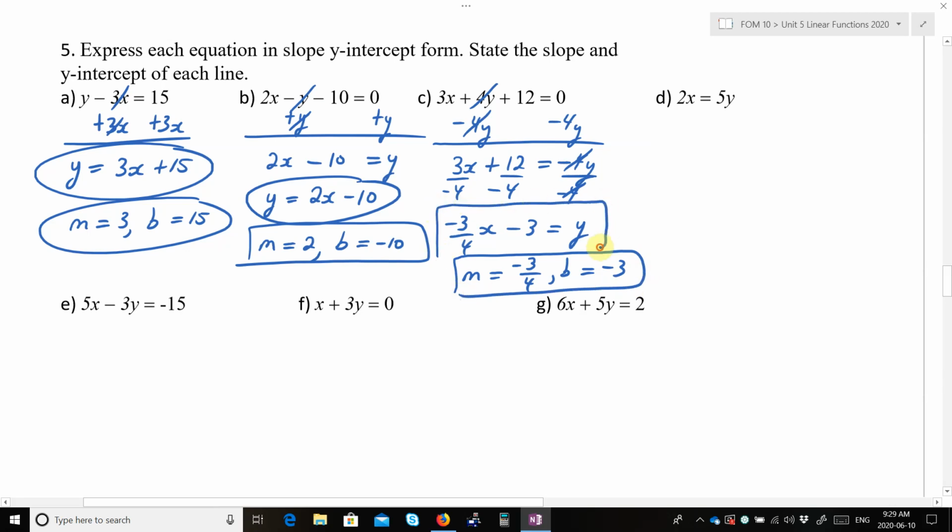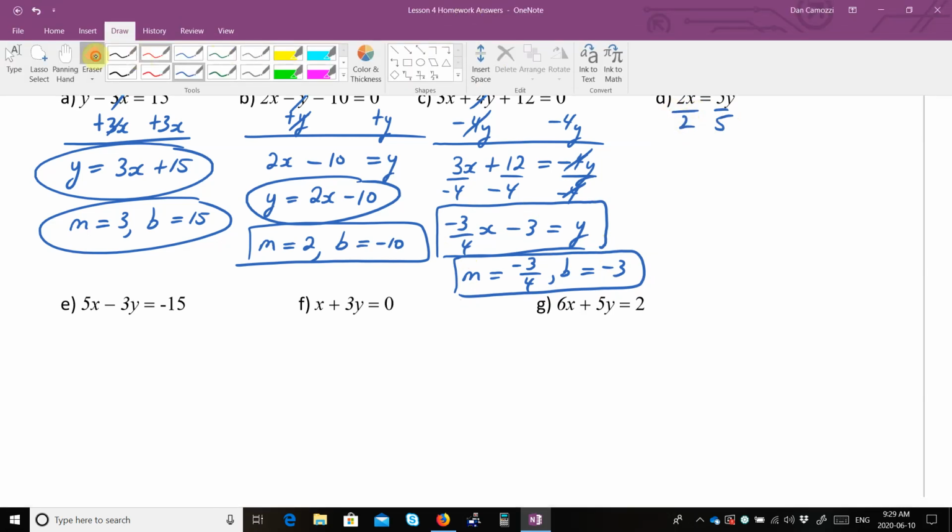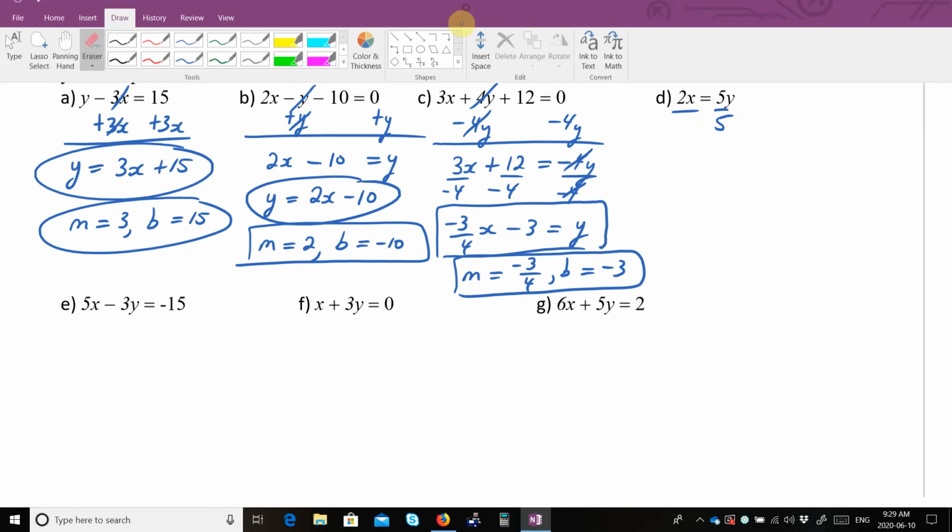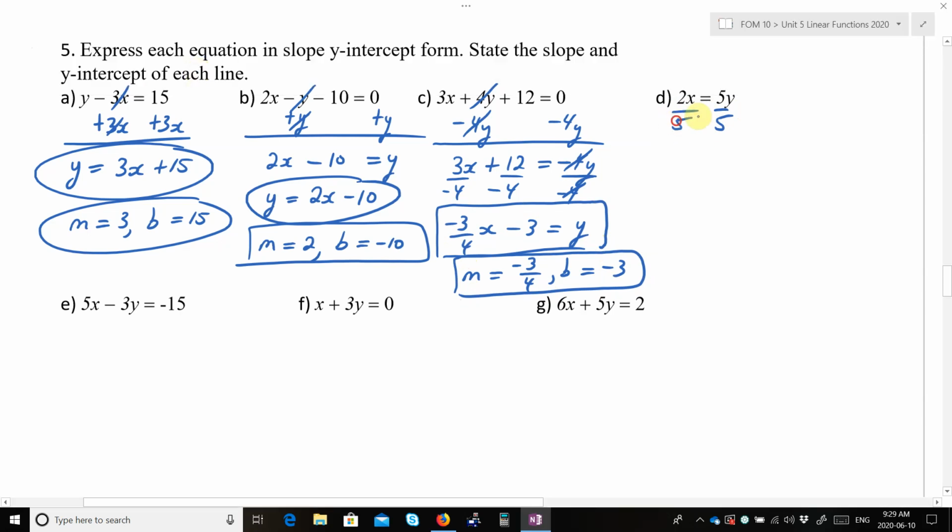And this is y equals mx plus b right here. Okay, to get y by itself, just divide both sides by 5. Y is equal to 2 over 5 times x. So the slope is 2 over 5. The y-intercept is the b value, the plus b out here, but there's nothing there, so it's secretly plus 0. So there's the slope and y-intercept.